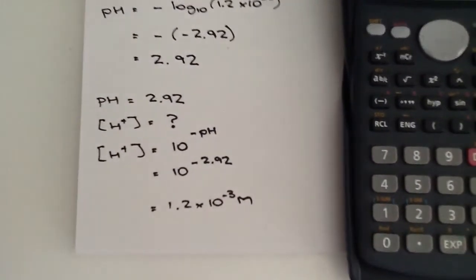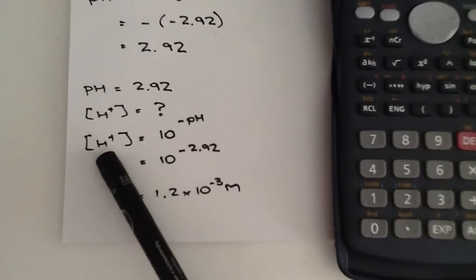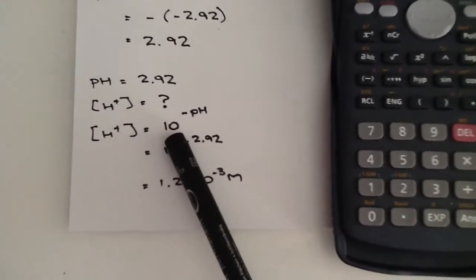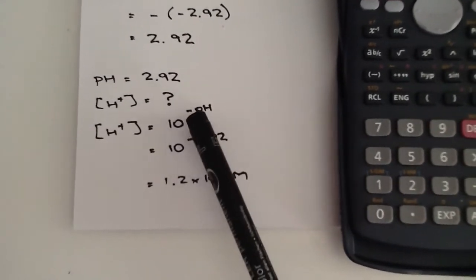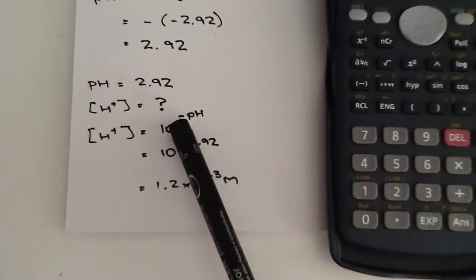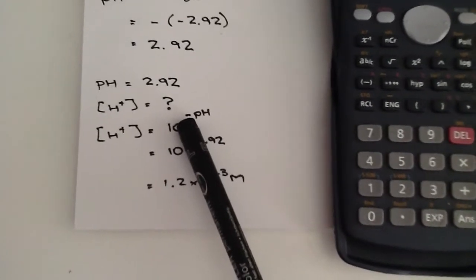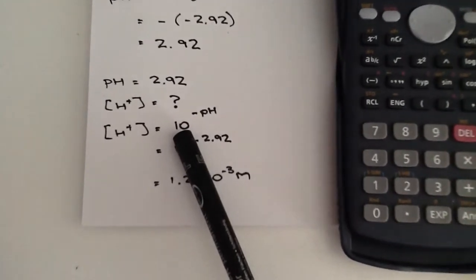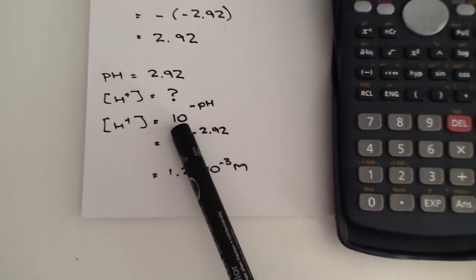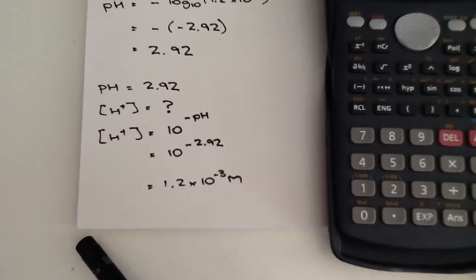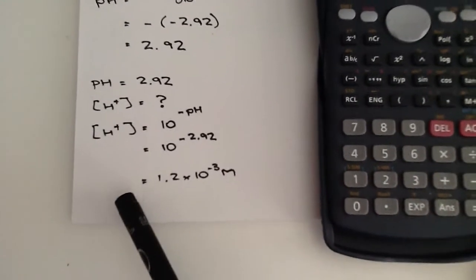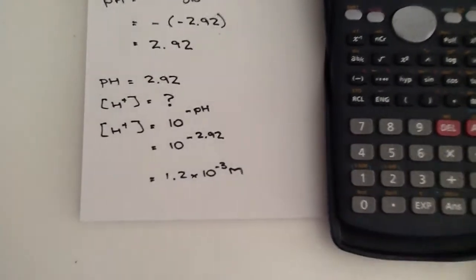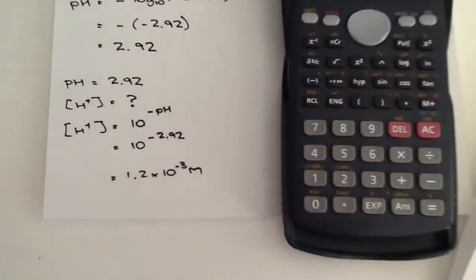The formula that we need to use is that the hydronium concentration, H plus, is equal to 10 to the power of minus pH. Now don't forget to include that negative number there for the pH as the power of the 10 component. Otherwise your answer will be incorrect. So what I'll demonstrate in this video is to use two different calculators to perform this calculation here: 10 to the power of negative 2.92.